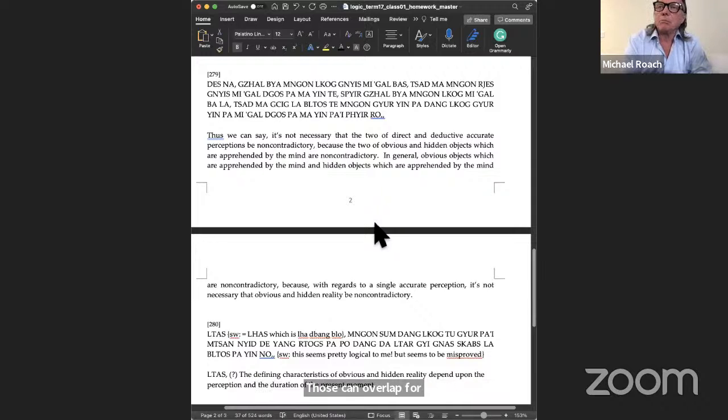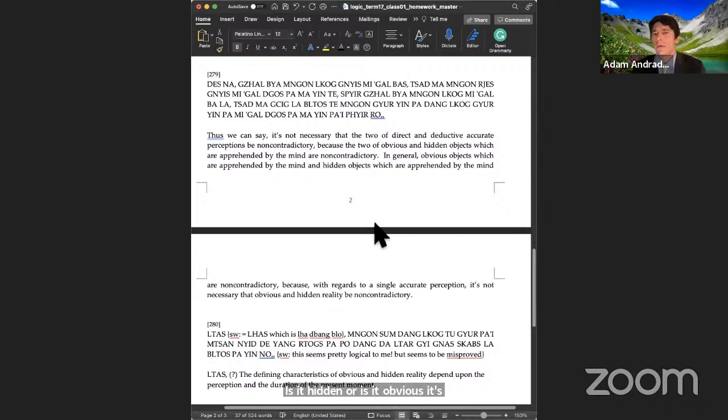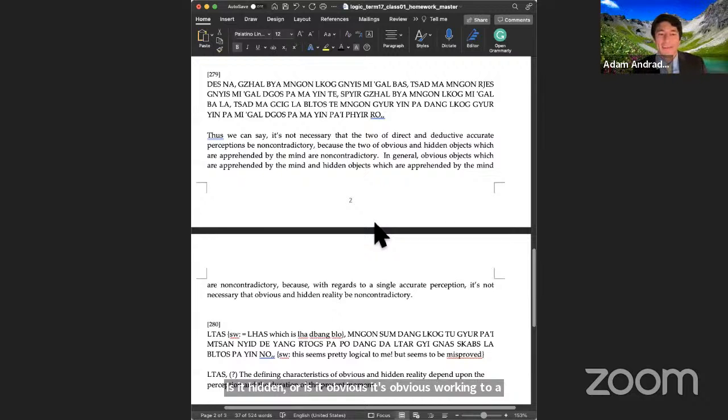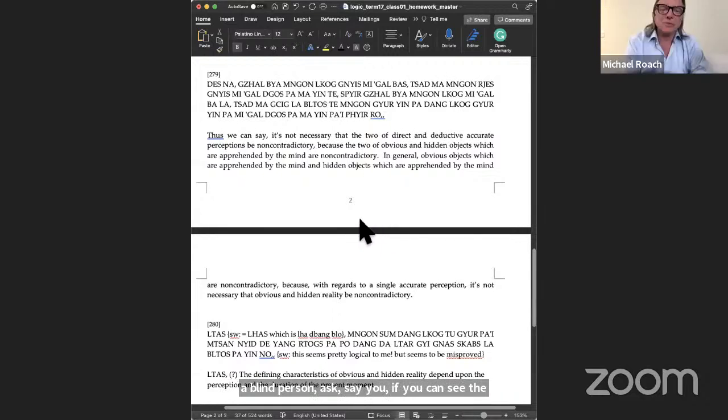Like blue, is it hidden or is it obvious? It's obvious. Yes. Depends on who's looking. To a blind person, ask Seiji if he can see the difference between blue and green. I mean, if you're asking me, like, yeah. Okay, good.